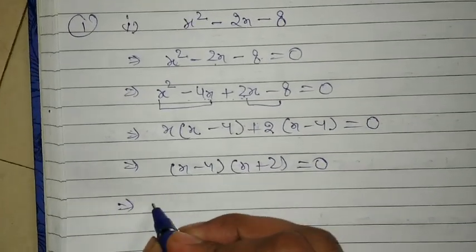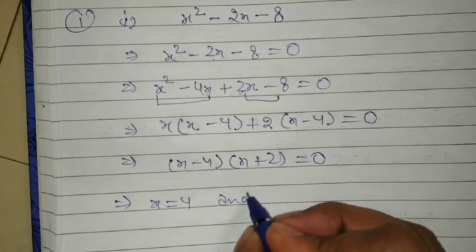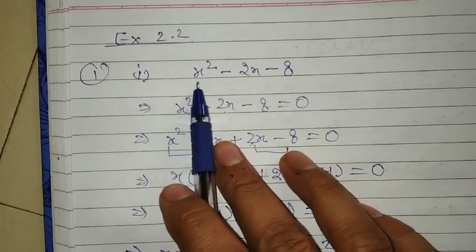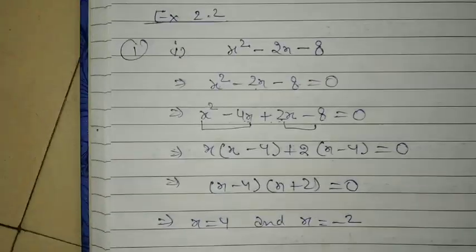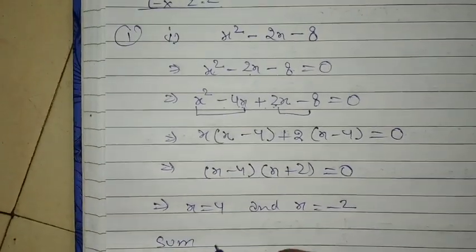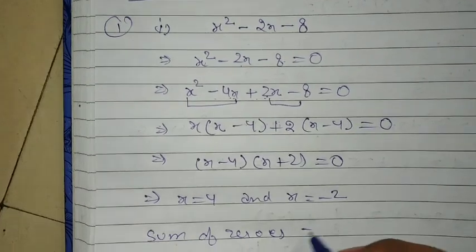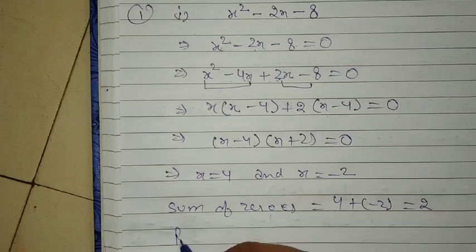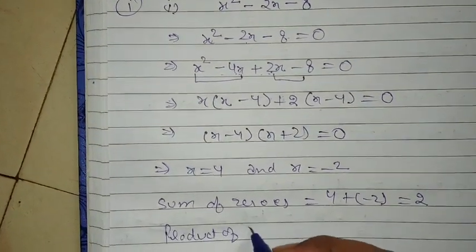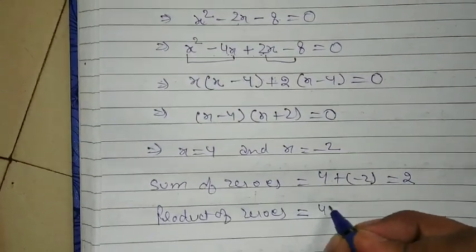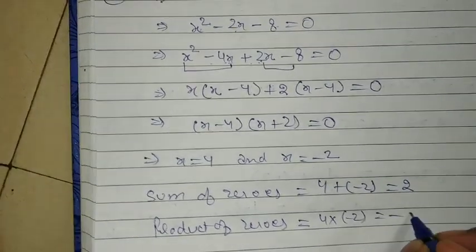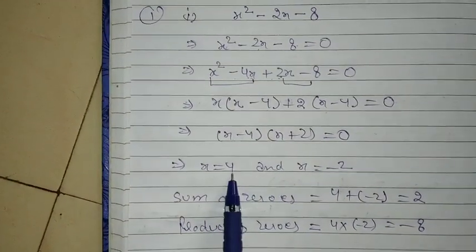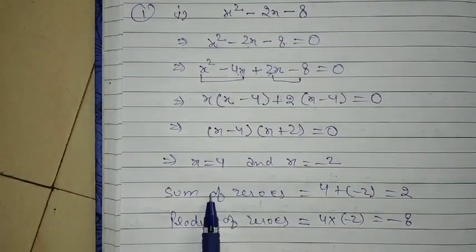Okay, so from here we will get x equals to 4 and x equals to minus 2 are two zeros of this polynomial x square minus 2x minus 8. Okay, now what is the sum of these two zeros? This is 4 plus minus 2, that is equals to 2. Okay, and product of these two zeros is 4 into minus 2, that is equals to minus 8. Okay, so we have calculated two zeros of this polynomial and their sum and product.